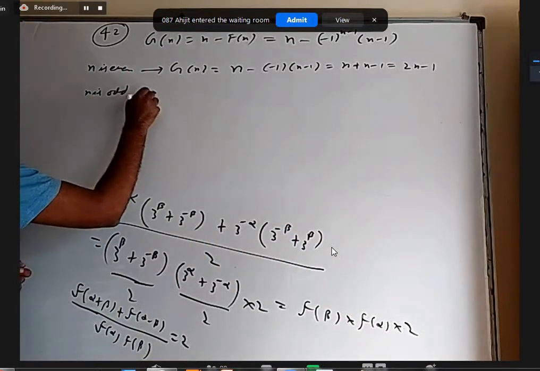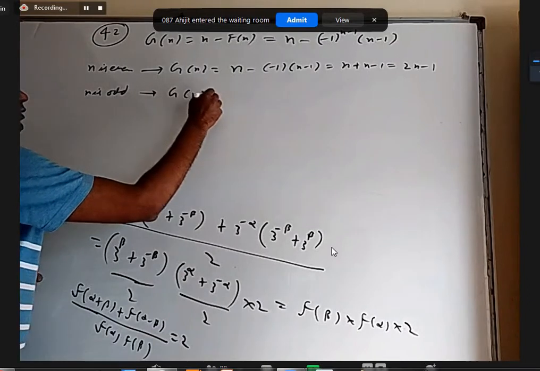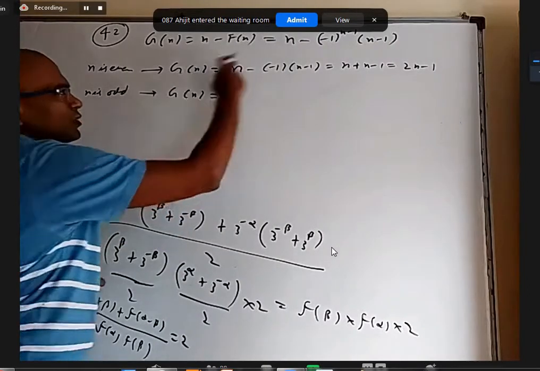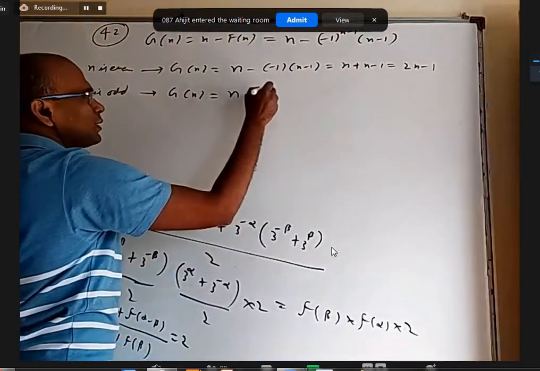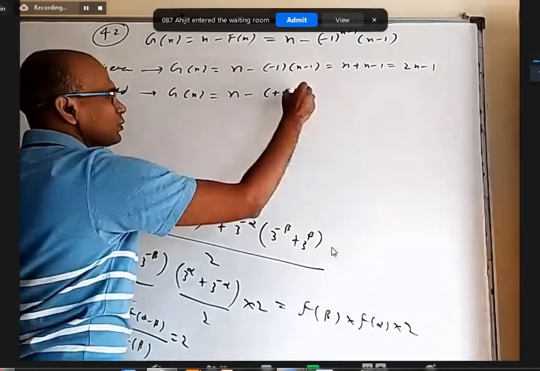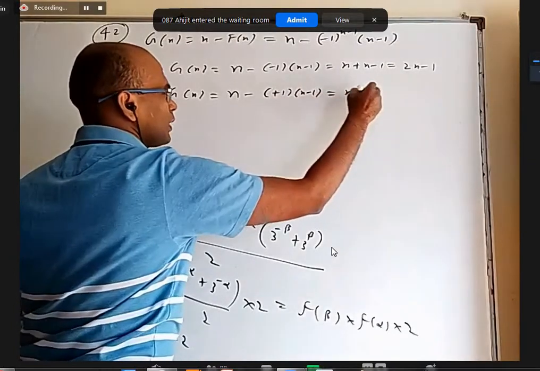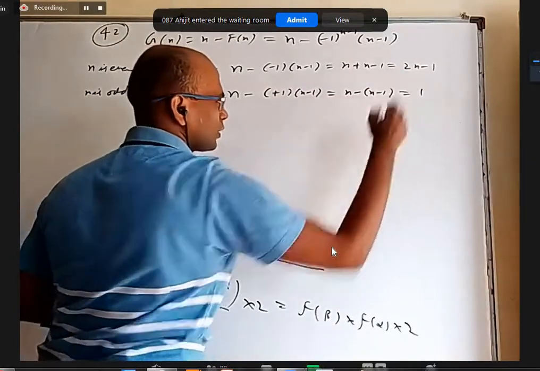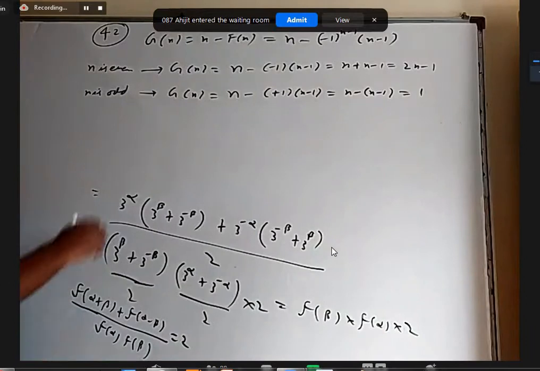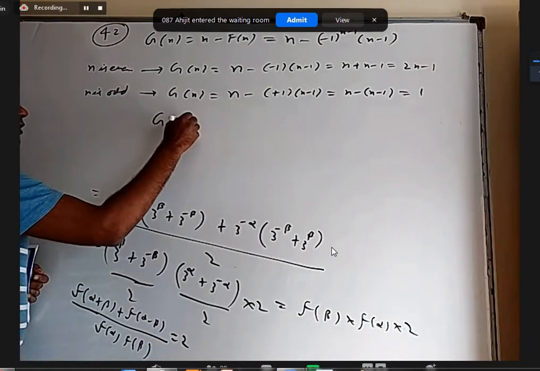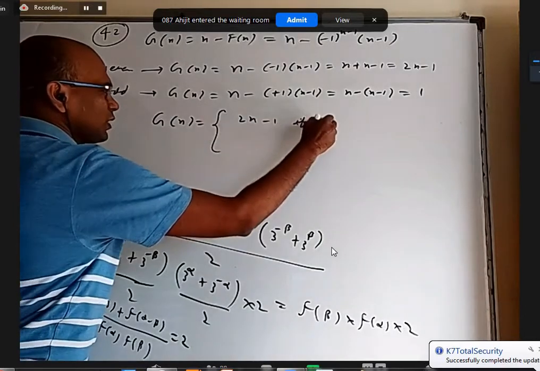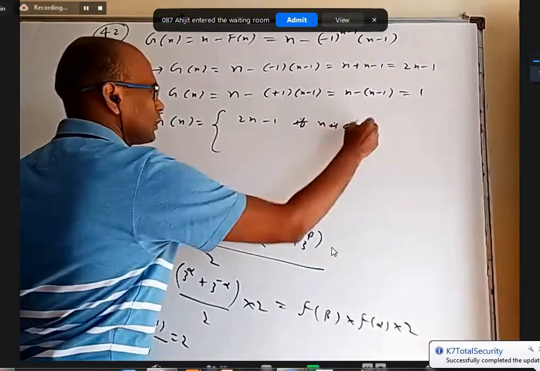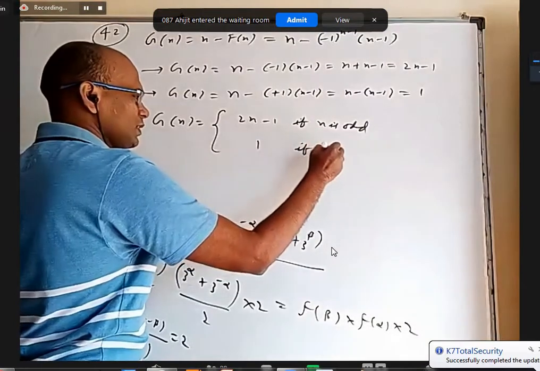When n is odd, n minus 1 is even, minus 1 power even will be positive. So it will be n minus plus 1 into n minus 1. n minus n minus 1, which is 1. Okay, so finally g of n formula is this. 2n minus 1 if n is even, 1 if n is odd.